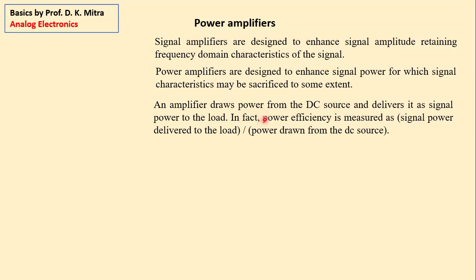The efficiency of a power amplifier, of any amplifier, is measured as the signal power delivered to the load speaker divided by the power drawn from the DC source. For example, if you have a huge sound system delivering 1 kilowatt sound power, then maybe it is drawing 3 kilowatt AC or DC power from the power supply, right? That ratio is called the efficiency.